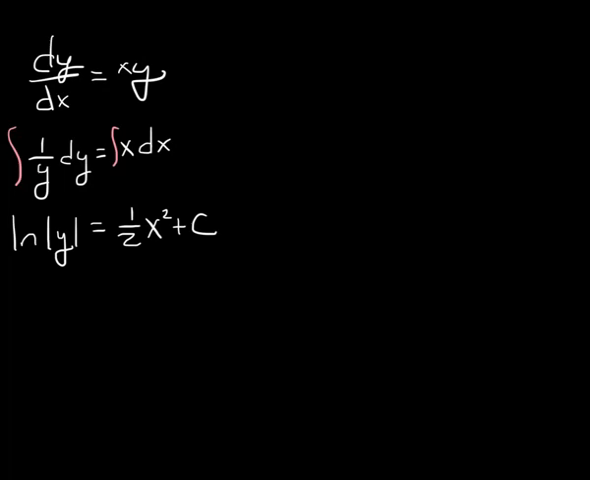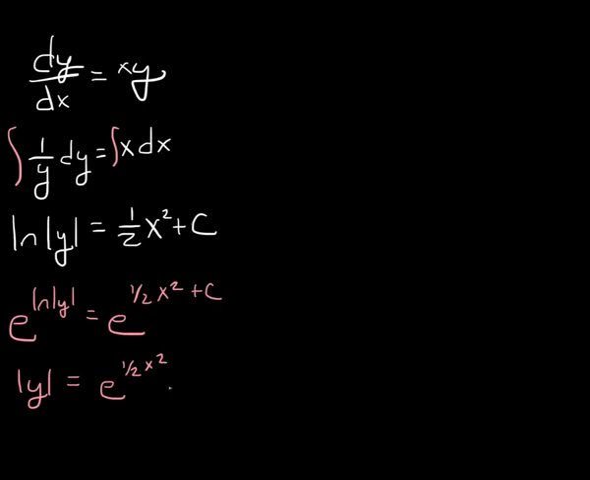Then we have to solve for y. So what we'll do is we will exponentiate. So we've got e to the ln of y is equal to e to the 1/2 x squared plus c. And on the left, we've got absolute value of y is equal to, we can simplify this right side. That's e to the 1/2 x squared times e to the c. What we did is that rule of exponents, that when you multiply, you keep the base and add the exponents, so we can separate them that way. And e to the c is just some constant.